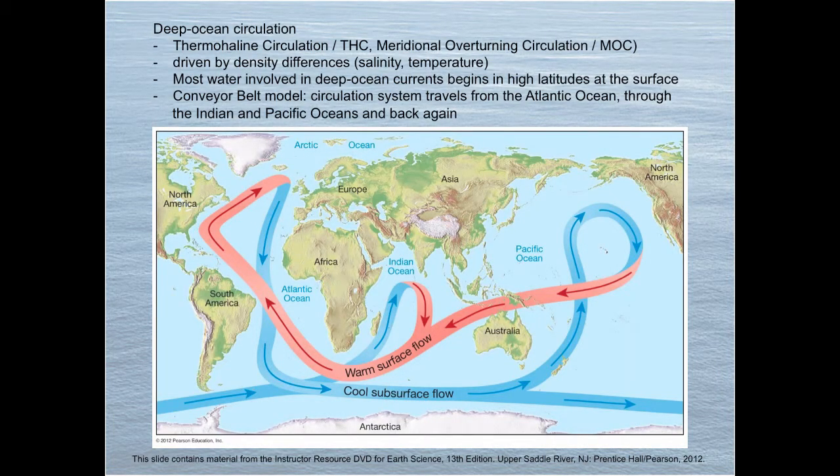Now, the deep ocean circulation that we touched lightly on in the last chapter is illustrated here. Deep ocean circulation is known as the thermohaline circulation system. Thermo meaning heat, haline meaning salt. Remember, it's a density-driven circulation, and what controls seawater density is the temperature of the water as well as the salinity of the water.